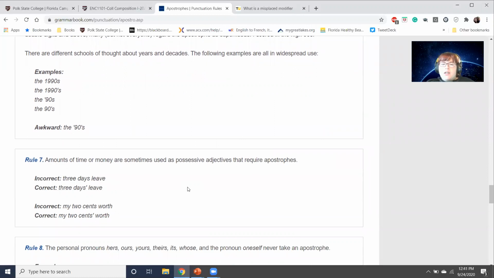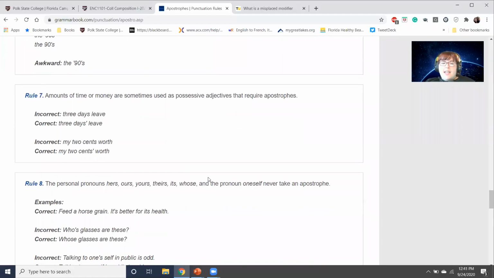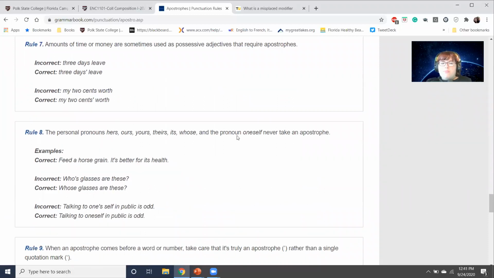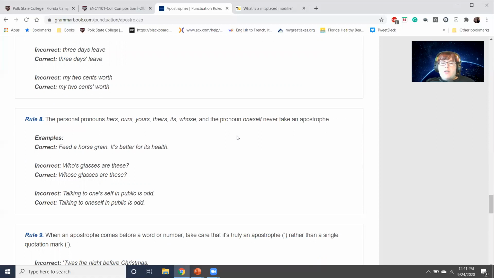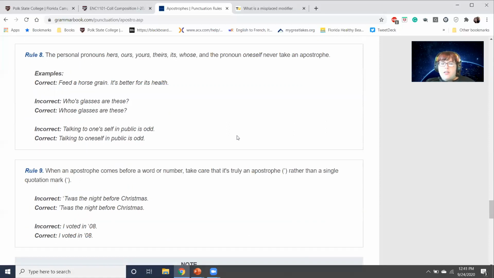Amounts of time or money are sometimes used as possessive adjectives that require apostrophes. So 3 days' leave, the leave of 3 days. So using that "of the" still applies in this case. The worth of my 2 cents, my 2 cents' worth. Personal pronouns don't use an apostrophe. We discussed this when we talked about pronouns.